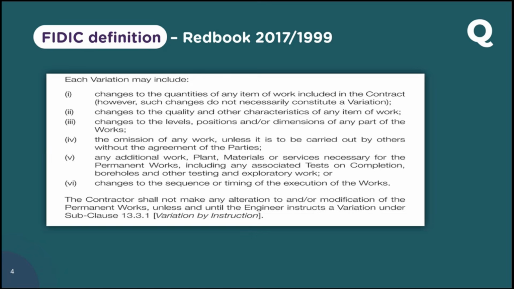Second, is there a change in quality? Check. If that is not fulfilled, go for the next. Is there a change in level? Tick mark. If there is an omission, tick mark. If there is an addition of plant or material, tick mark.